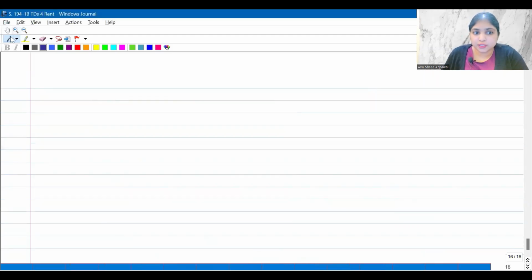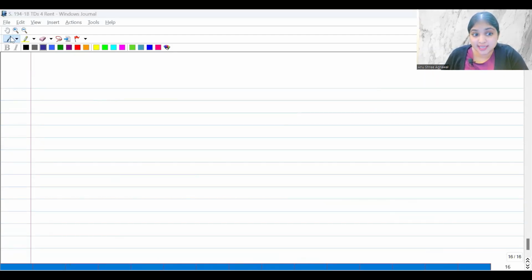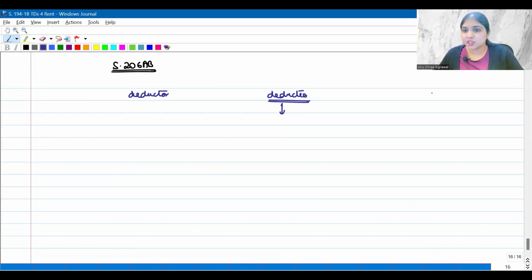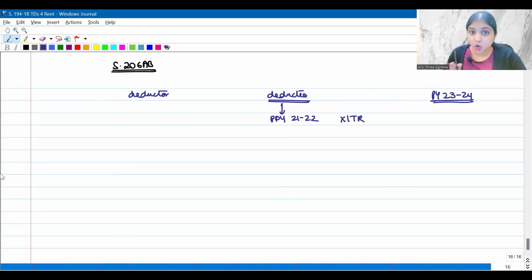Now listen, taking you to the next section, we have another section, section 206AB. A very interesting section. What does the section say? Let's say we have two people, the deductor and the deductee. Now the deductee happens to be a person who, 2 years back, as in, for our May 2024 and November 2024 examinations, our previous year is 23-24, so 2 years back means the preceding previous year 21-22, has not filed his ITR.